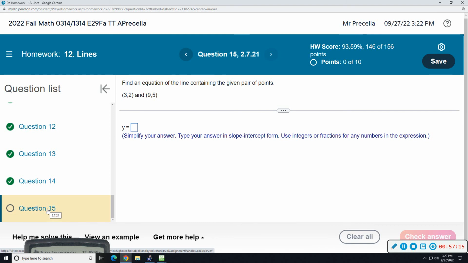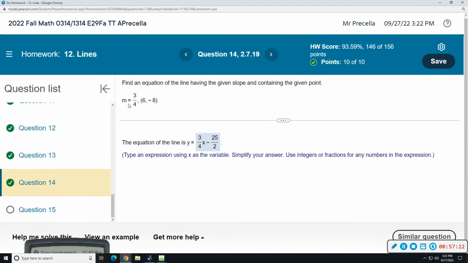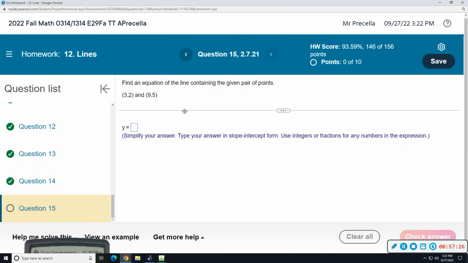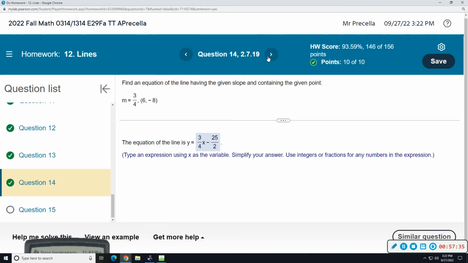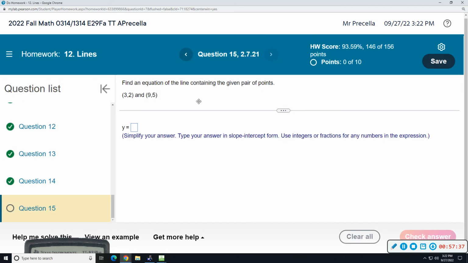Keep in mind, we know how to do the problem if we have the slope and 1 ordered pair. I claim there's 1 extra step here. What are we going to have to do to make this problem more like problem 14? We need to do the rise over run for the slope. Since it's just given as ordered pairs, I'm going to use the formula. So in problem 15, we first have to find that slope.